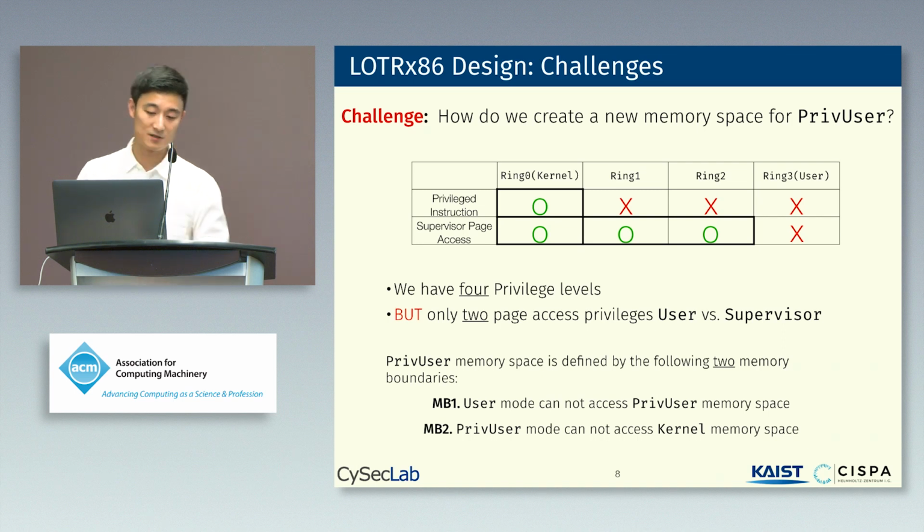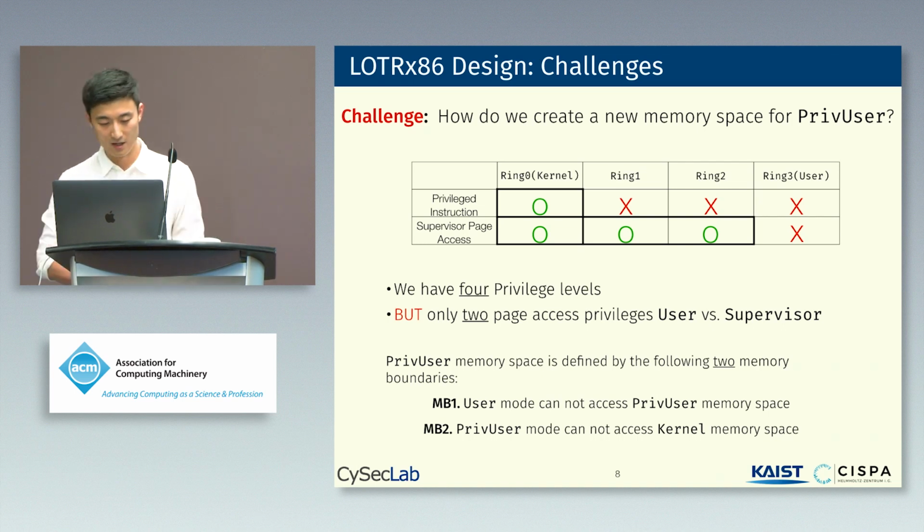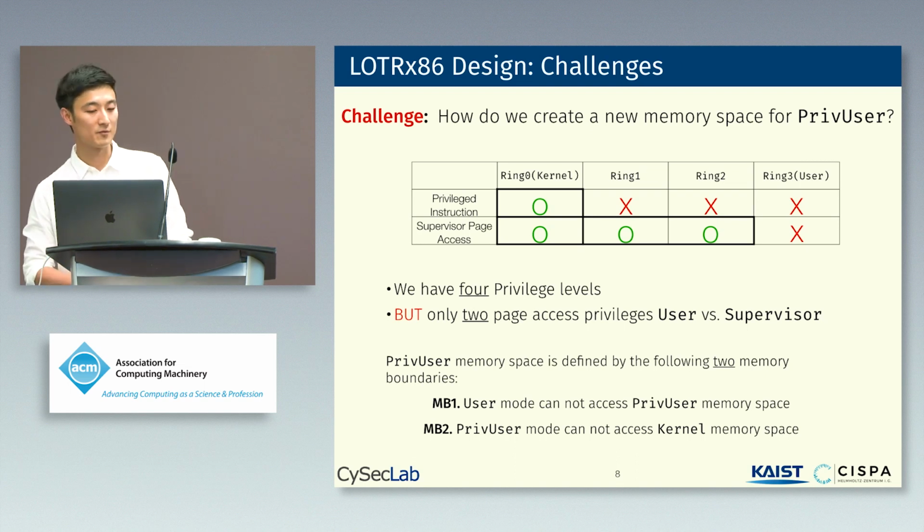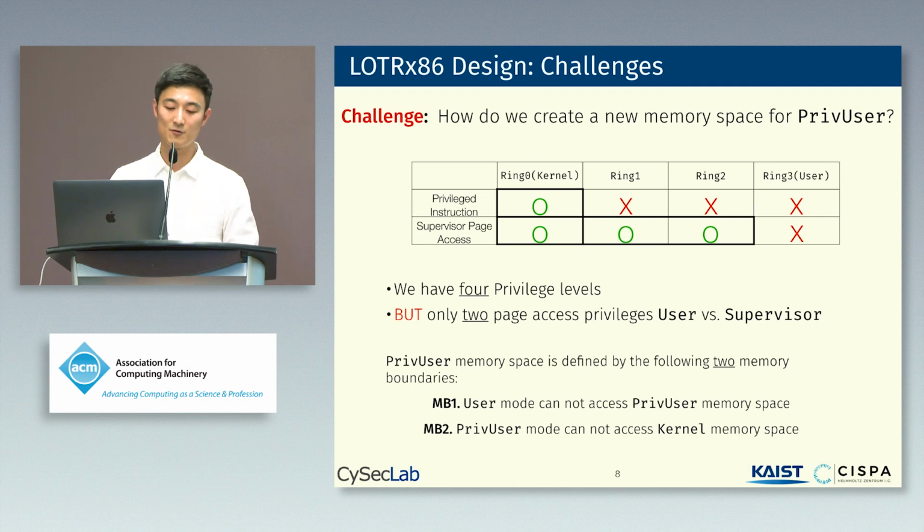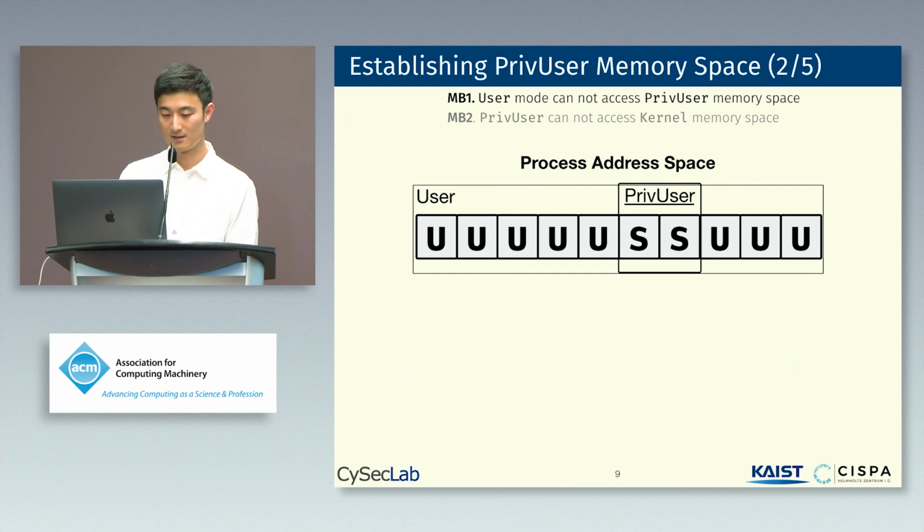So the challenge that our design needs to tackle is this. How do we create a new user privilege layer that sits in between user and kernel with just 4 execution modes and 2 memory access privileges? The memory space of this new privilege level must be defined by 2 boundaries. We have to make sure that user mode context cannot access PrivUser memory, and at the same time, PrivUser mode must not be able to access kernel memory space.